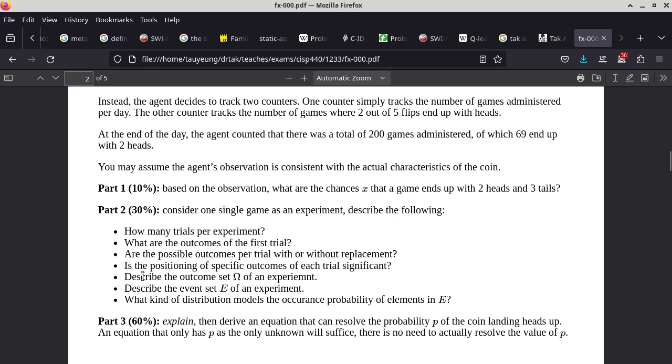Describe the outcome set omega of an experiment. So this means it'll tell me, as a set, what does omega look like?